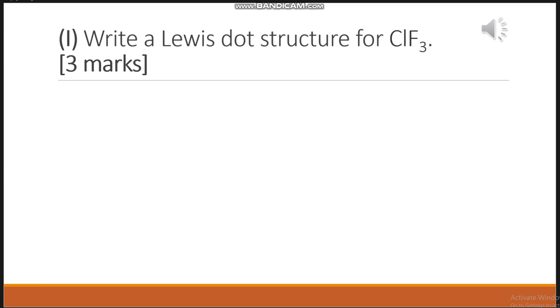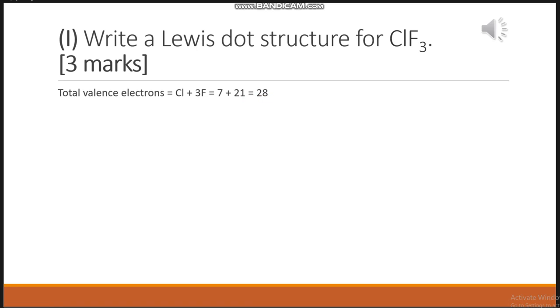Part 1 asks for the Lewis dot structure of ClF3. We'll begin by working out the total valence electrons for ClF3. ClF3 contains chlorine and fluorine. Both have 7 valence electrons per atom. Now we have 4 atoms, so if we do the calculation, we have 7 plus 3 times 7 for the fluorines, for the 3 fluorines, equals 28 total valence electrons.